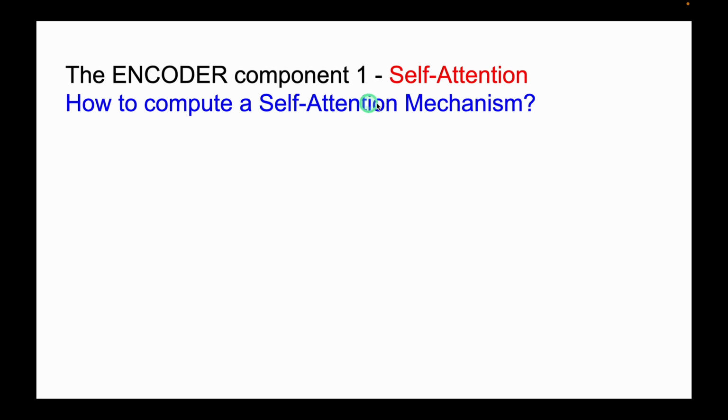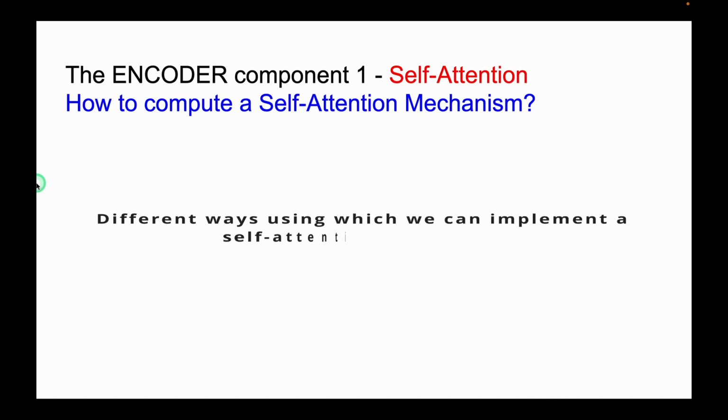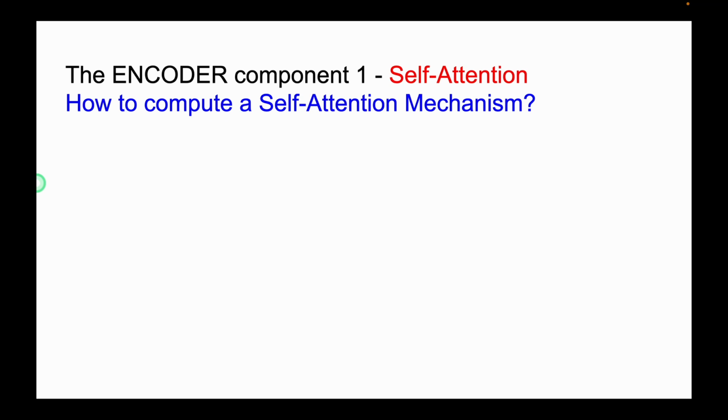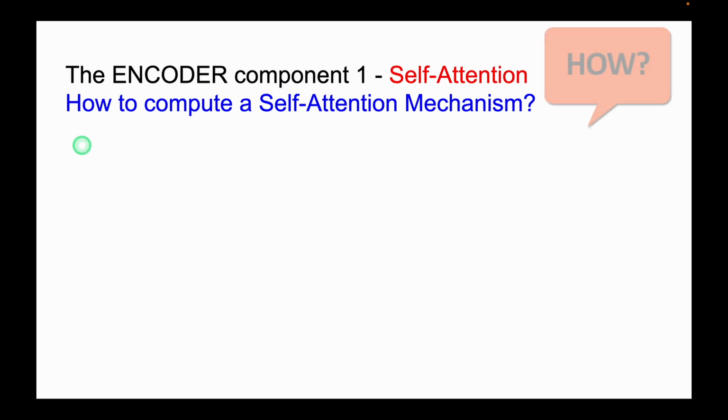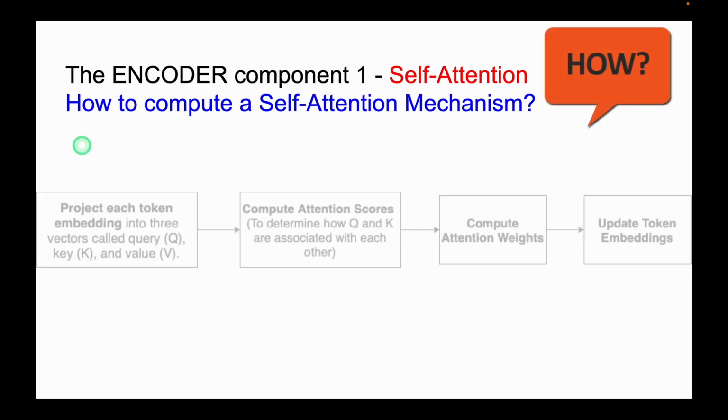Now let's see this important procedure to compute the self-attention mechanism. There are different ways with the help of which we can implement a self-attention mechanism, but the most popular technique is called scaled dot product attention. This technique is introduced in the paper titled Attention is All You Need. There are 4 major steps in computing scaled dot product attention.